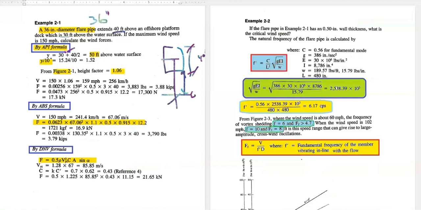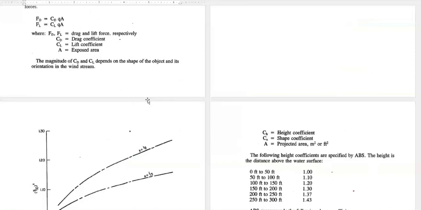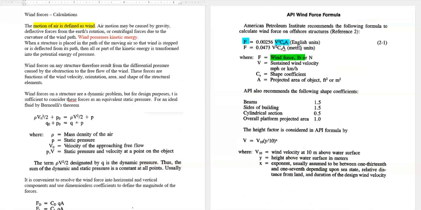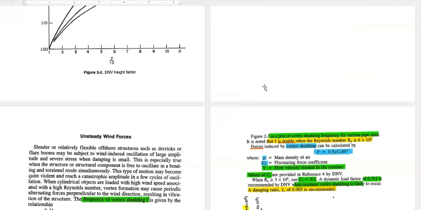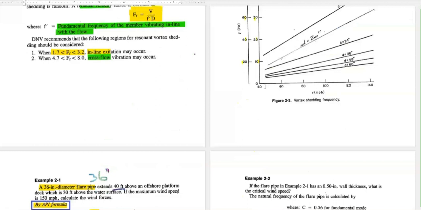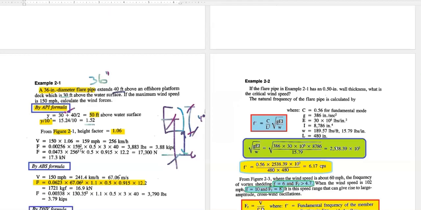So that's okay. Y by 10 is 1.52, V equals 150 into 1.06. Here you can see the API formula, right? V squared CS CA. So what is the factor that is coming? Velocity we are converting, 0.0256, and 159.2 is the velocity in miles per hour. 0.5 into 3 into 40. You can see the area and all, it's coming, right?